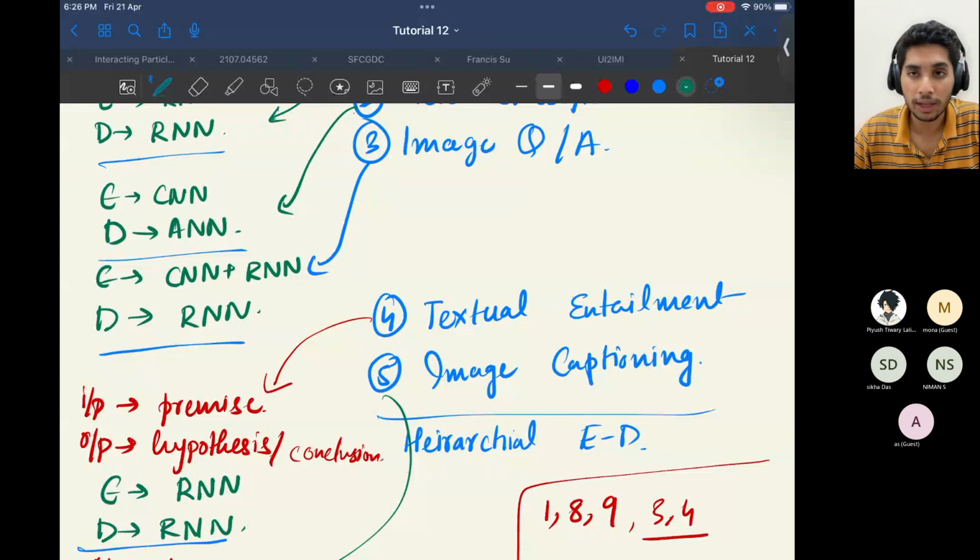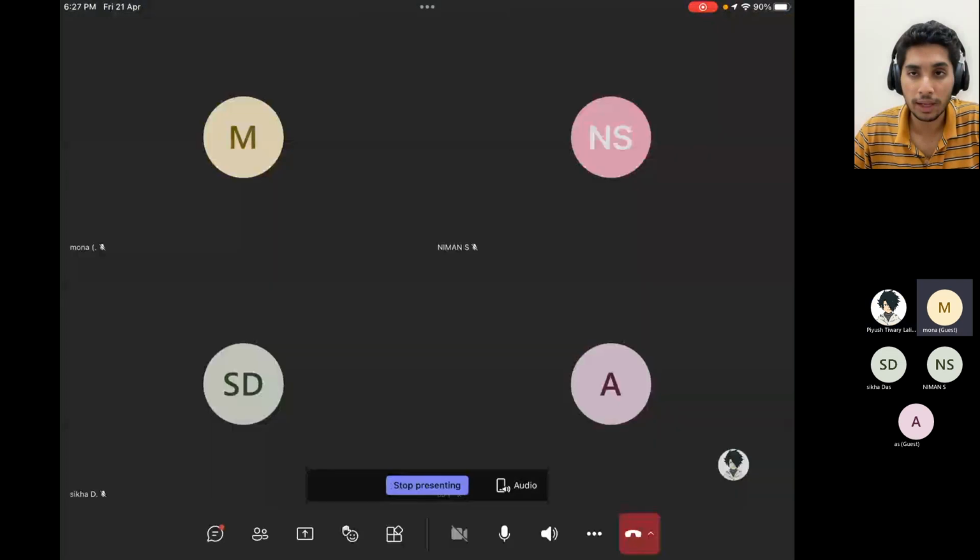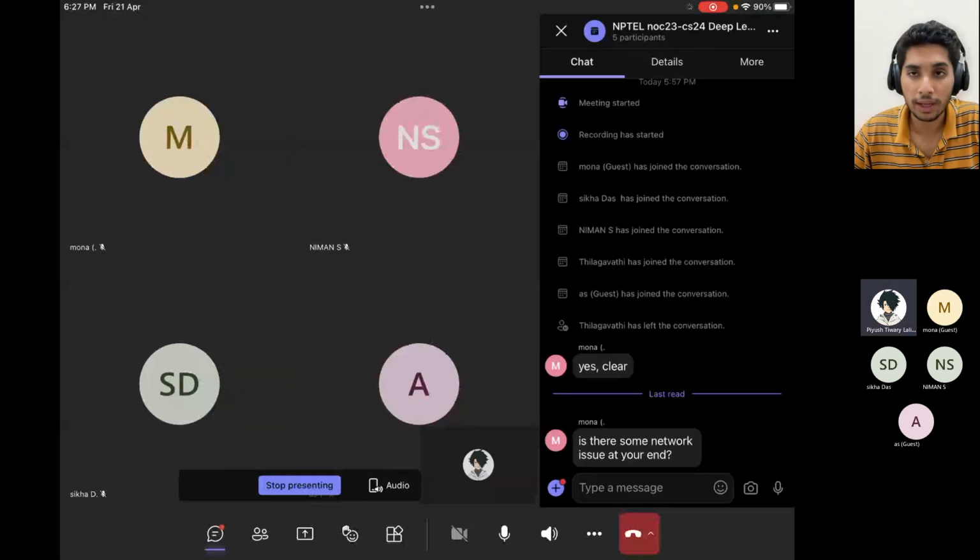So guys, can you tell me if I'm audible? No, you were disconnected. You were not audible after you talked about image captioning. After you finished that, you were not audible. And on the screen, nothing was visible, no data was there. Okay, I see. I think there is some network issue from my side. Let me try to rejoin. Please hold on a second.